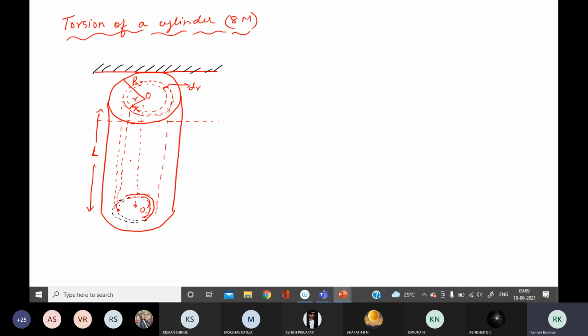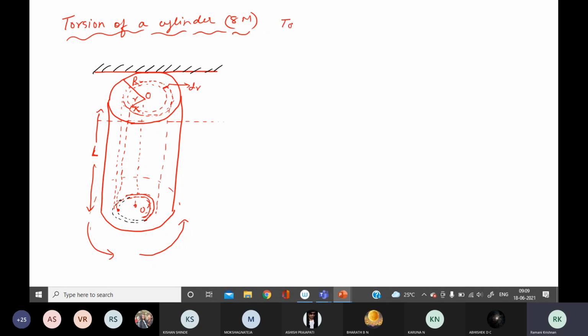Now what are we going to do? We are going to give a twist to this wire. This can be a cylinder also. What does twist mean? This is fixed at one end and I am rotating it from the lower end. This wire, which is fixed at the upper end, we are giving a twist at the lower end, and so this body is now said to be under torsion.